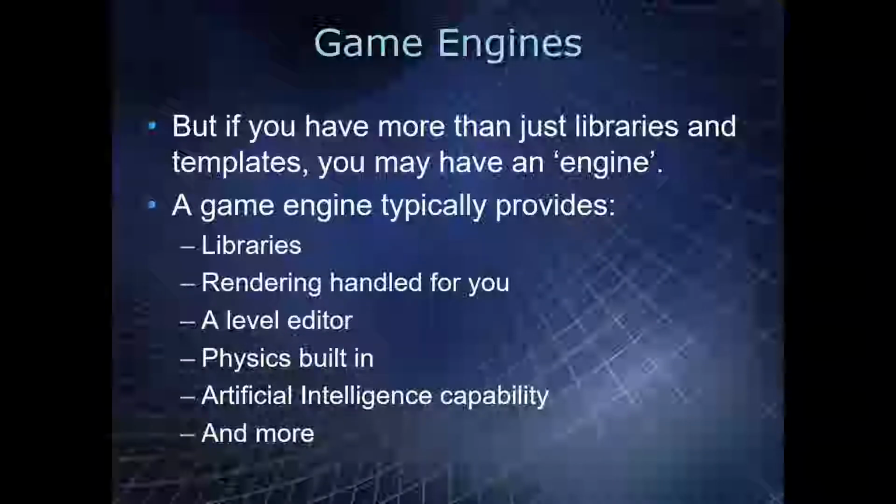But also, you can go even further. If you have more than just libraries and templates, you may have what's called a game engine. Now, typically, game engines vary, but typically they include a bunch of these libraries. They will do rendering for you normally, so you don't have to worry about it. They often have a level editor, which allows you to place objects, move them around, change properties of them, customize them, etc. Physics is quite common. We have various types of physics built in, artificial intelligence, and more besides. So there's even a higher step up there.